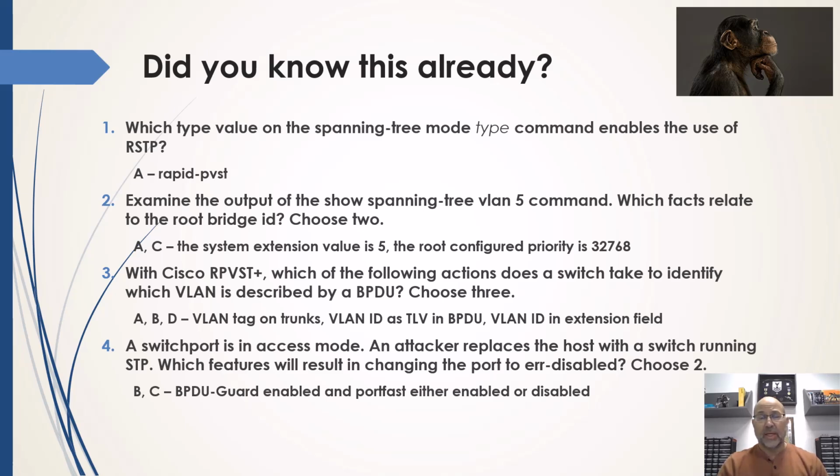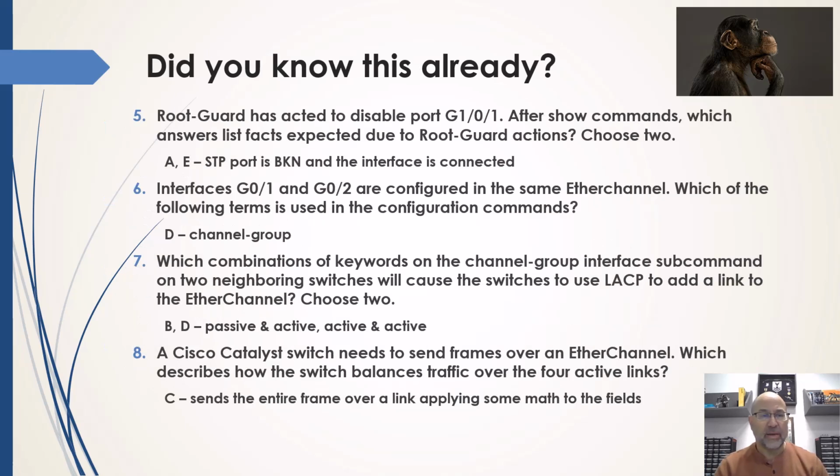Choose 2. And in this case, whether PortFast was enabled or not, the minute you've got BPDU guard there, what ends up happening is you get a BPDU, and the port will be shut down or disabled. Now, question number 5, the root guard has acted to disable a port. After show commands, which answers list facts related or expected due to the root guard action? Choose 2. Well, this was A and E. The spanning tree port will be in broken state, and the interface will still be connected, right? So we haven't unplugged or shut down the port, so it's still connected, but it'll be broken.